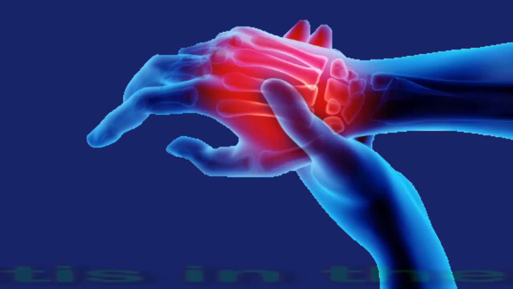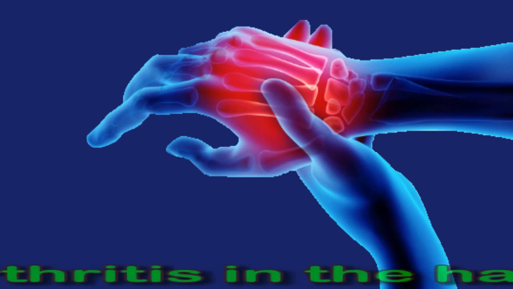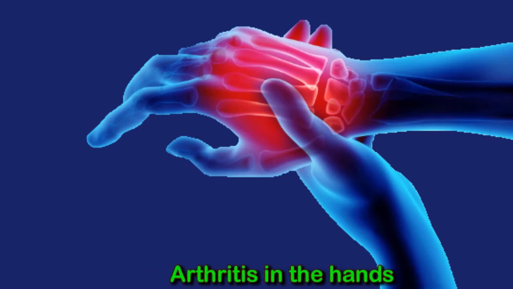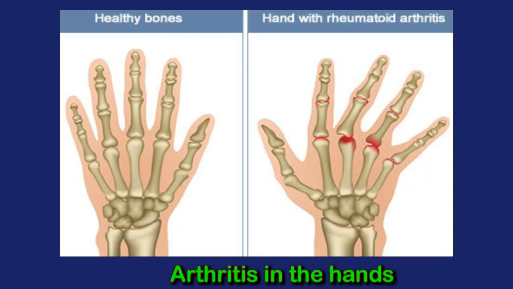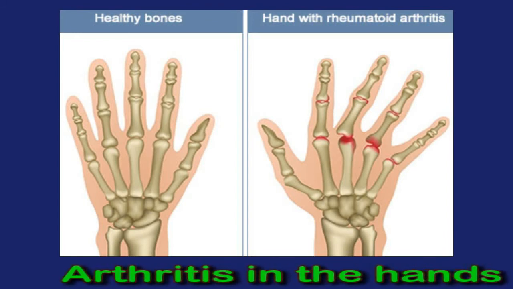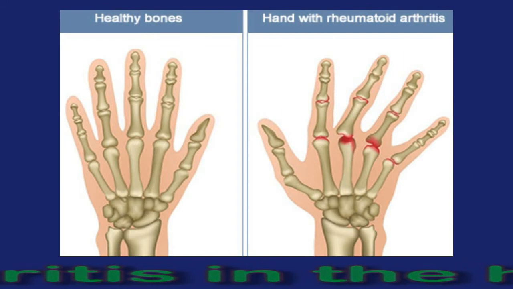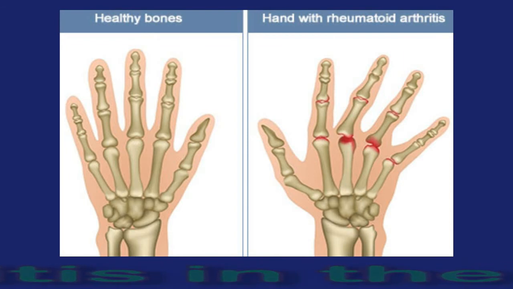Arthritis in the hands. According to the American Academy of Orthopedic Surgeons, there are over 100 different types of arthritis. Osteoarthritis and rheumatoid arthritis are the most frequent. Common symptoms of arthritis may include pain, warmth around the affected joint, grating or grinding sensations in the joint, swelling, cyst, decreased range of motion around the affected joint.